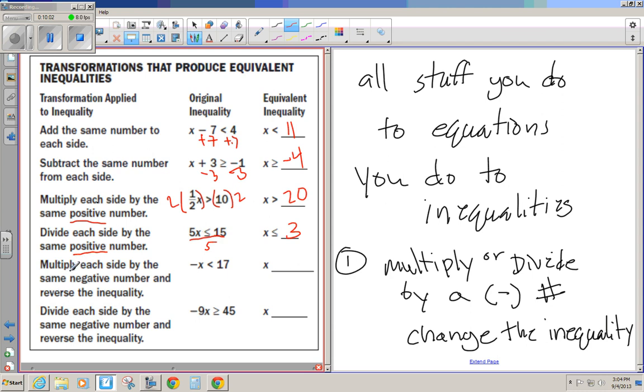If you multiply each side by the same negative number, you reverse the inequality. So this will multiply by -1. If you multiply or divide by a negative number, change the inequality. So instead of less than, it's greater than. Here, divide by a negative number. Divide by -9. X is something -5. You have to change this into a less than or equal to. You just basically flip it around.